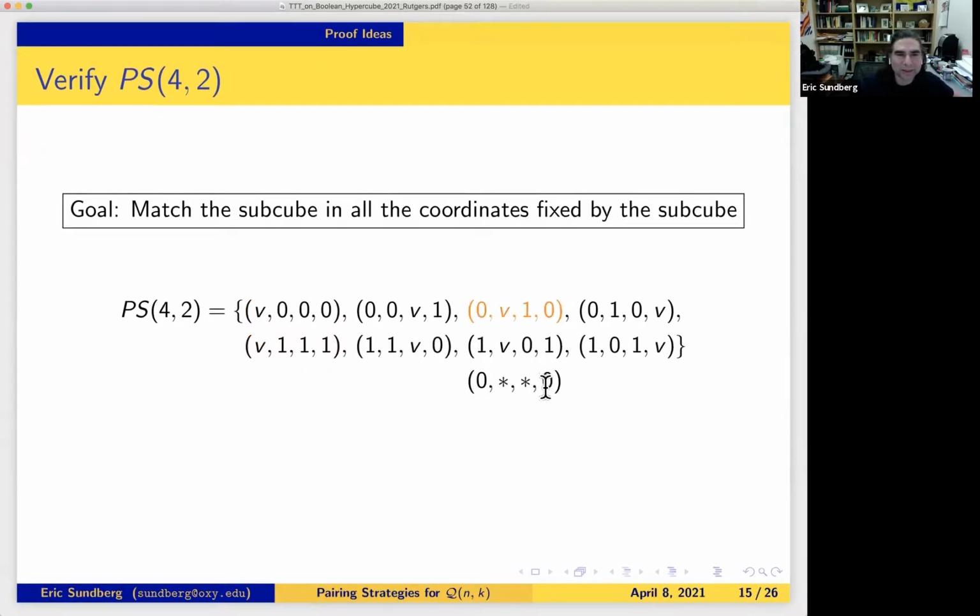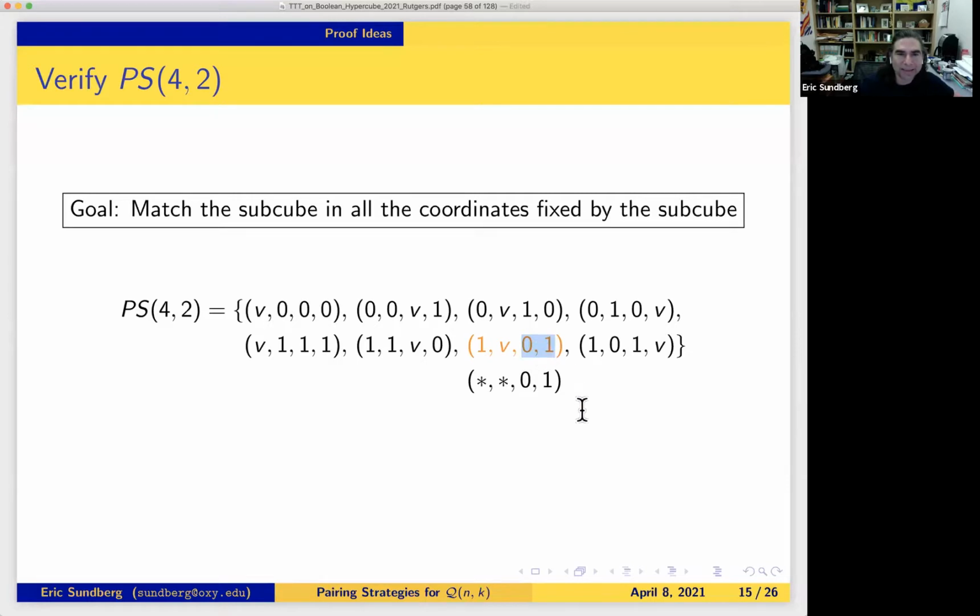Go over here, zeros on the first and fourth. The top edge matches, change them to 1s. Now the bottom edge matches, zeros in the first and third. Now the top edge matches, change them to 1s. Now the bottom edge matches, zeros in the first two coordinates. The top edge matches, 1s. Now the bottom edge matches. Now we get to the last 12 two-dimensional subcubes where the fixed coordinates have a 0 and a 1.